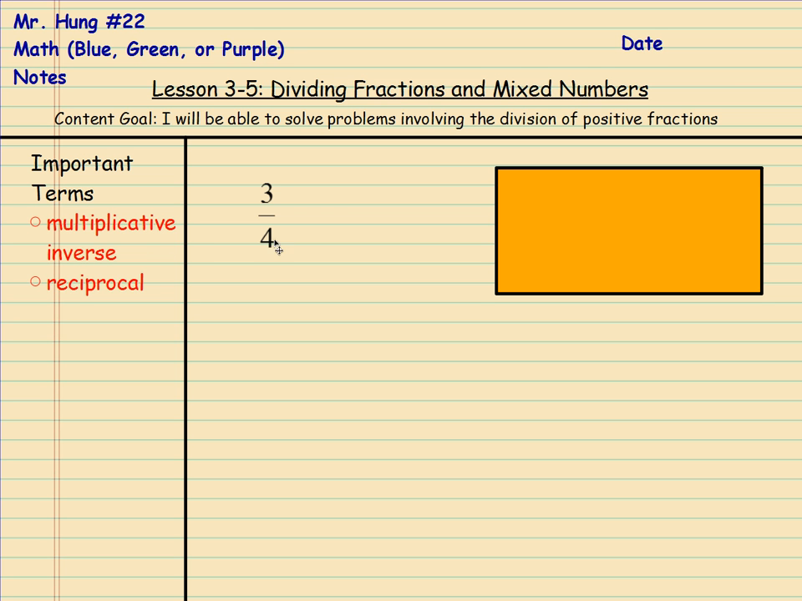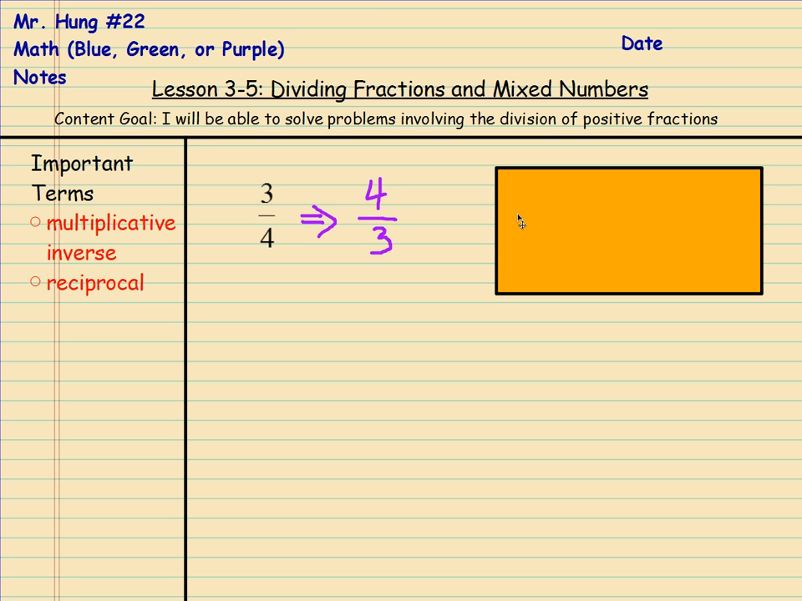Let's say we have the fraction 3/4. Now the multiplicative inverse, or the reciprocal, is basically to flip the fraction. The numerator becomes the denominator, and the denominator becomes the numerator. So 4/3 is the reciprocal of 3/4.